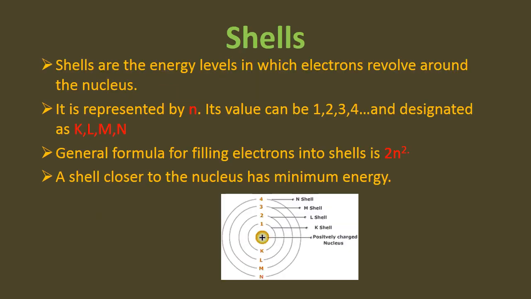So what are shells? Shells are the energy levels in which electrons revolve around the nucleus. Here is an example of an atom in which the nucleus is present in the center and shells are around it. Like this is shell number 1, shell number 2, shell number 3 and shell number 4. Shells are represented by n and designated as K shell, L shell, M shell and N shell.